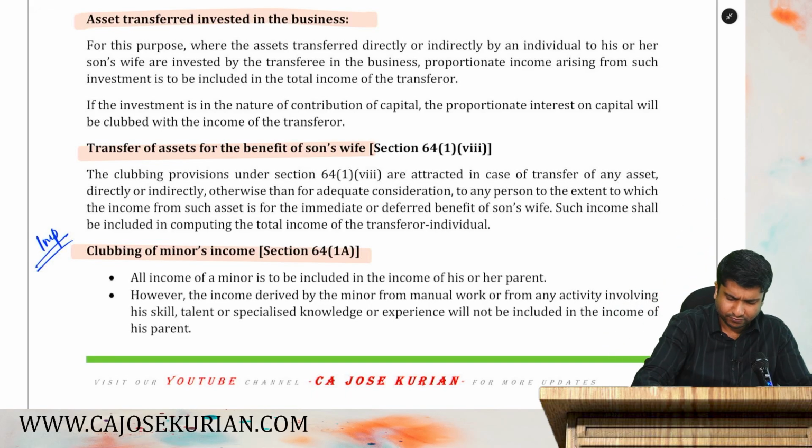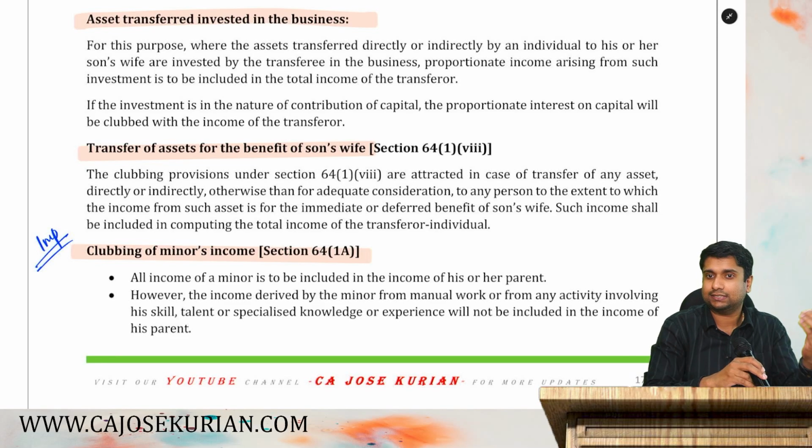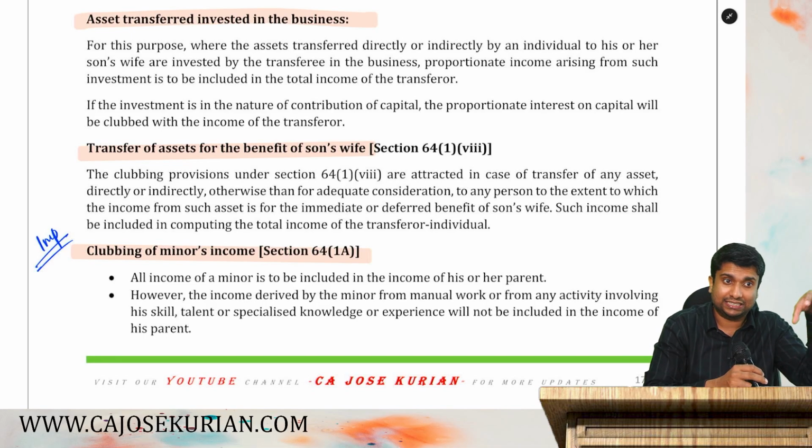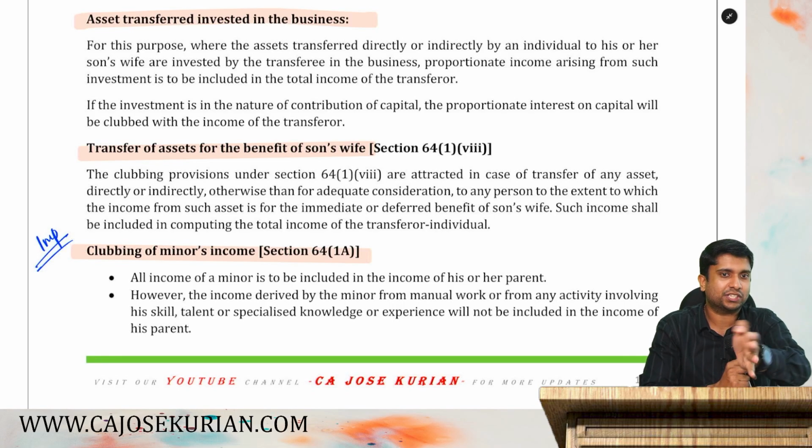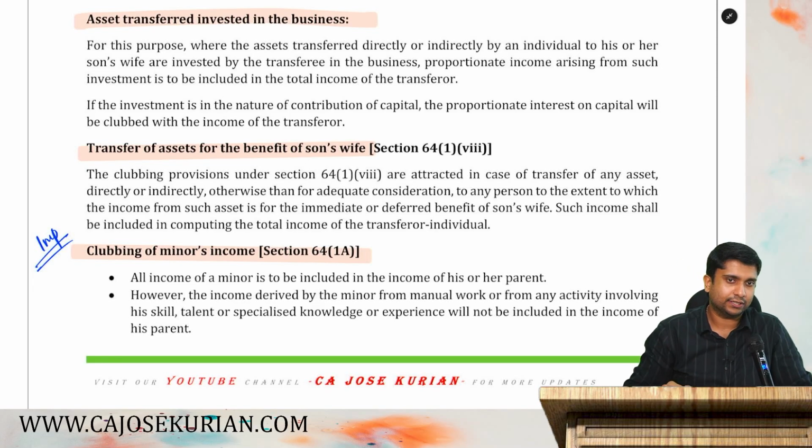Now, listen. Say that the minor earned an income due to his skill. Say for example, child artist, child singers, or out of a reality show or something. If a minor has earned an income due to that minor's skill or qualification or experience, etc., then clubbing provisions are not attracted.